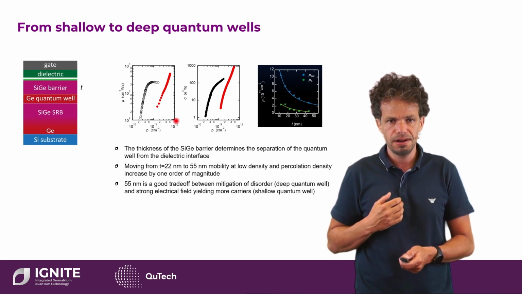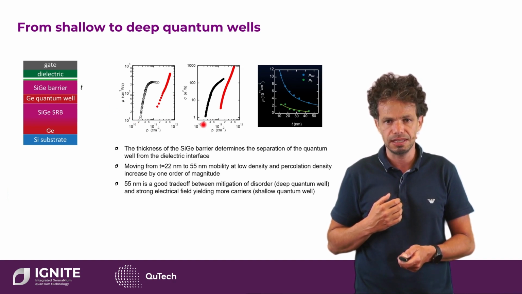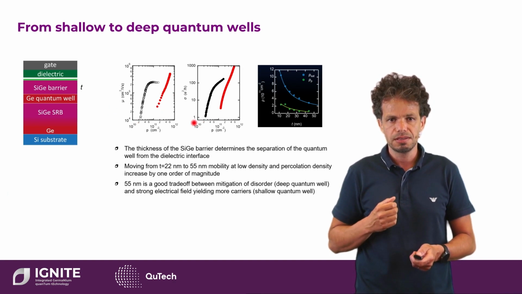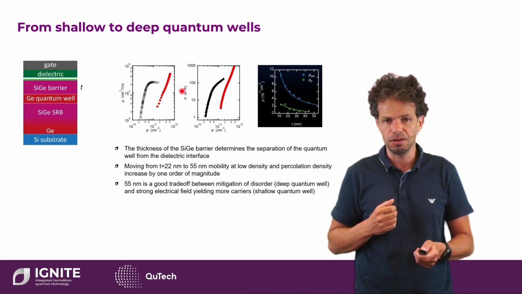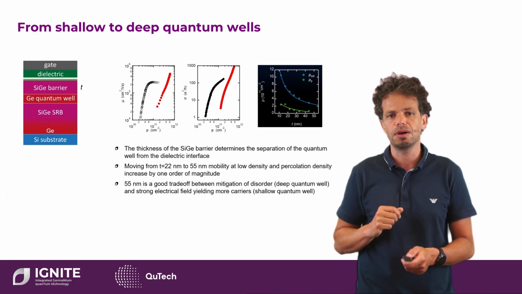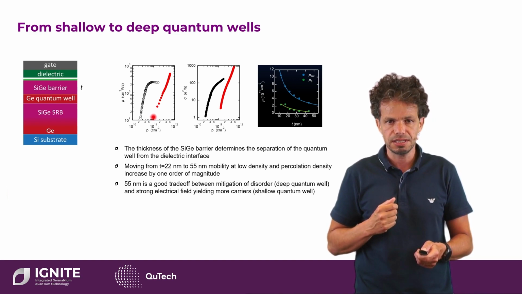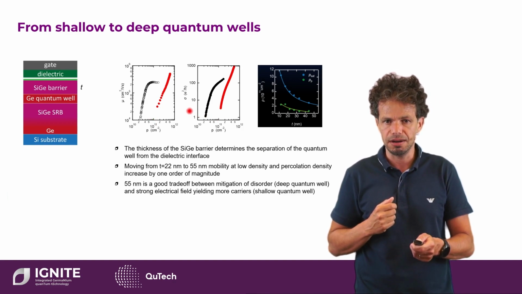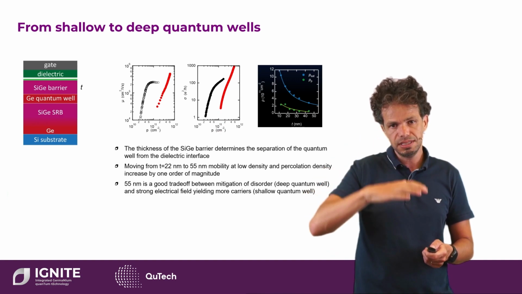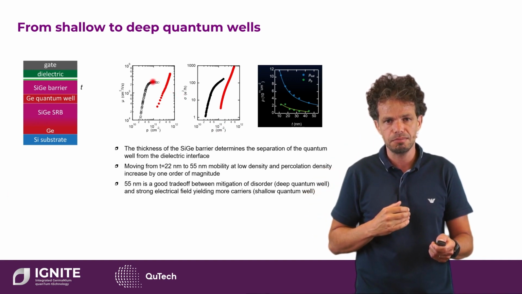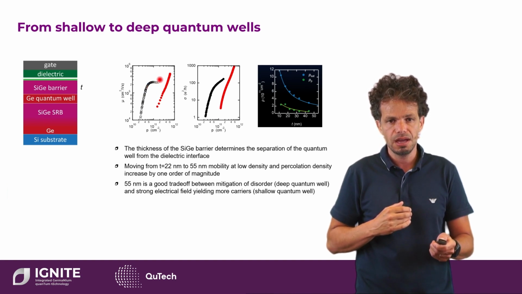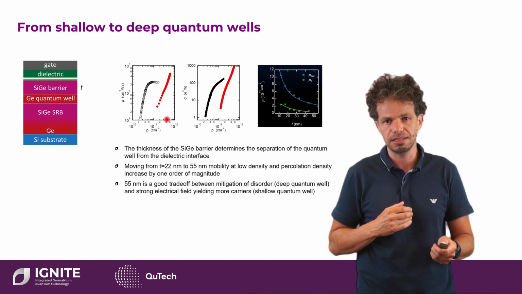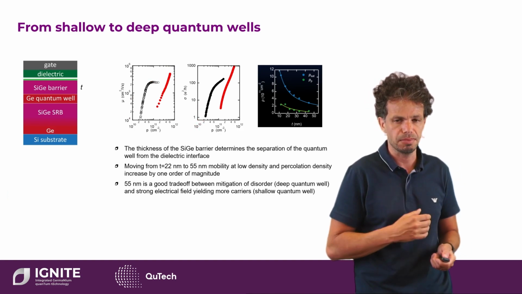And the curves you see here are mobility density curves and conductivity density curves for these 2 heterostructures. So in red, you see what we call a shallow quantum well, so a 22 nanometer deep quantum well. You see here that it reaches a mobility of about 500,000, but conduction starts around 10 to the 11. And you see it even better here in this conductivity versus density plot. Once we move the quantum well deeper, you still get pretty high mobilities, above 200,000, but all of this happens at much lower density, and especially the percolation density becomes much smaller.